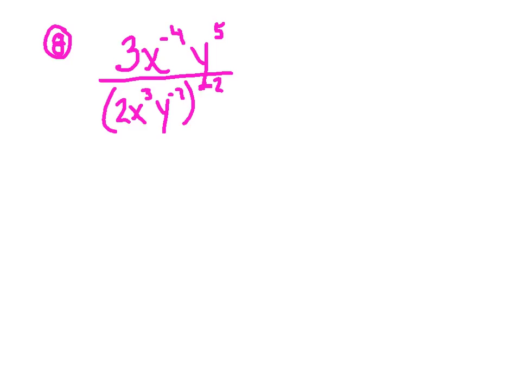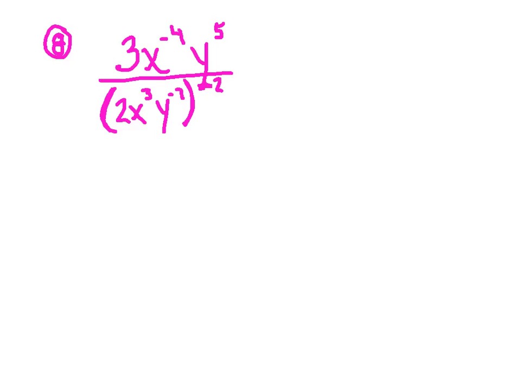But anyway, let me read the entire problem to you just to make sure. The numerator is 3 times x to the negative 4th times y to the 5th. And then on the bottom, we have the entire quantity, 2x cubed y to the negative 7th, and this entire quantity on the bottom is being raised to the negative 2 power. So there's a couple different ways we could approach this, but here's the way that I like to go about it.